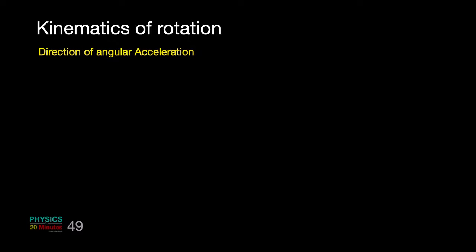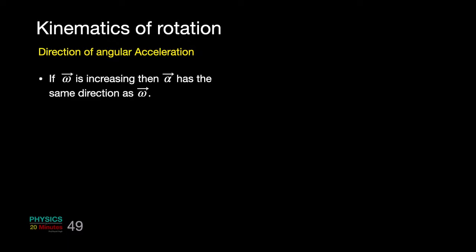So that's straightforward. We can recall the direction of linear acceleration along a straight line. If you remember, in straight line motion, if the linear velocity is increasing, that means acceleration is in the same direction as that of linear velocity. If the linear velocity is decreasing, that means the acceleration is in the opposite direction of that of linear velocity. So we can put the same terminology here also. If omega is increasing, then alpha has the same direction as omega.